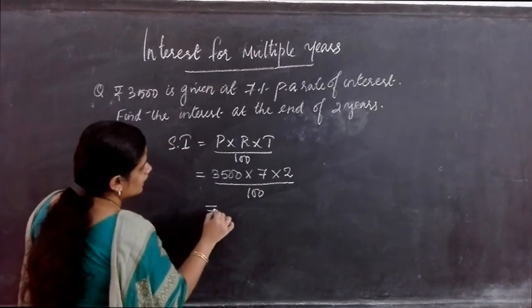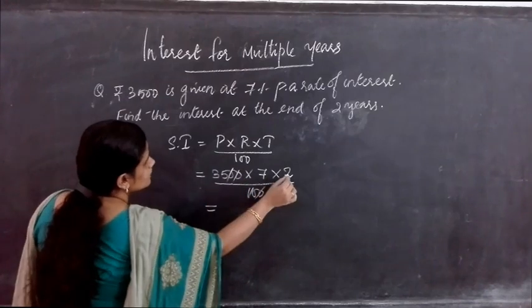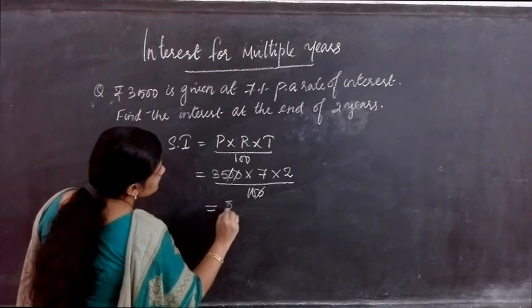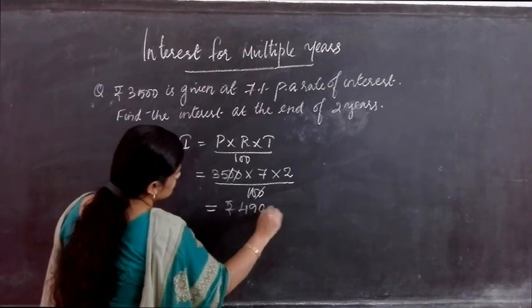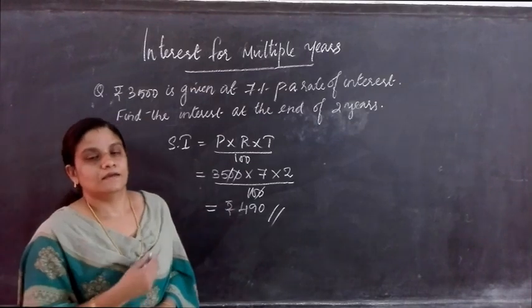Okay, now what do you have? The 00 we can cancel. So 35 into 2 is 70. 70 into 7 is rupees 490. So at the end of 2 years, rupees 490 is the interest.